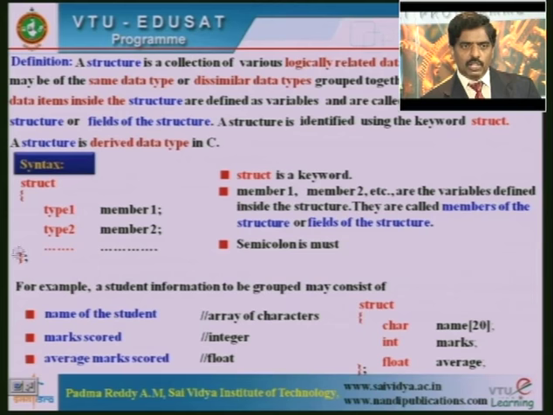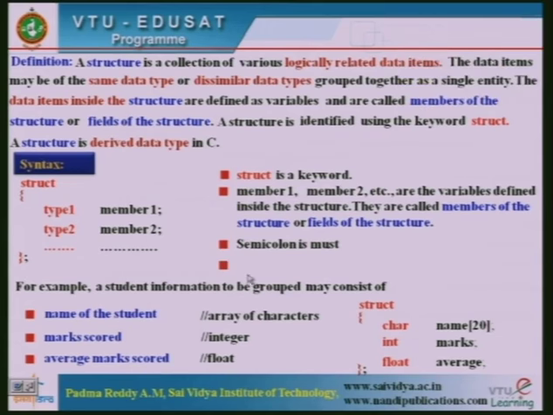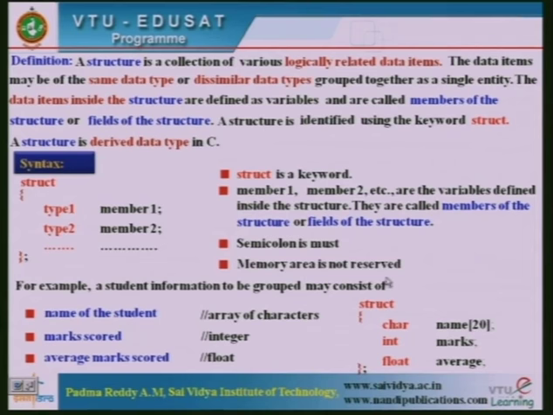After closing the brace, you have to end with a semicolon. It is compulsory. When I say syntax, it is a rule. You have to put the semicolon. You should never ask why you have to put a semicolon. It is a rule. Rules cannot be questioned. You have to simply follow the rules. So, put a semicolon here. And finally, memory is not reserved when we define a structure. The moment we define a structure, look here, a structure is defined consisting of student name, marks scored by the student and average. If we define a structure like this, memory will not be allocated.